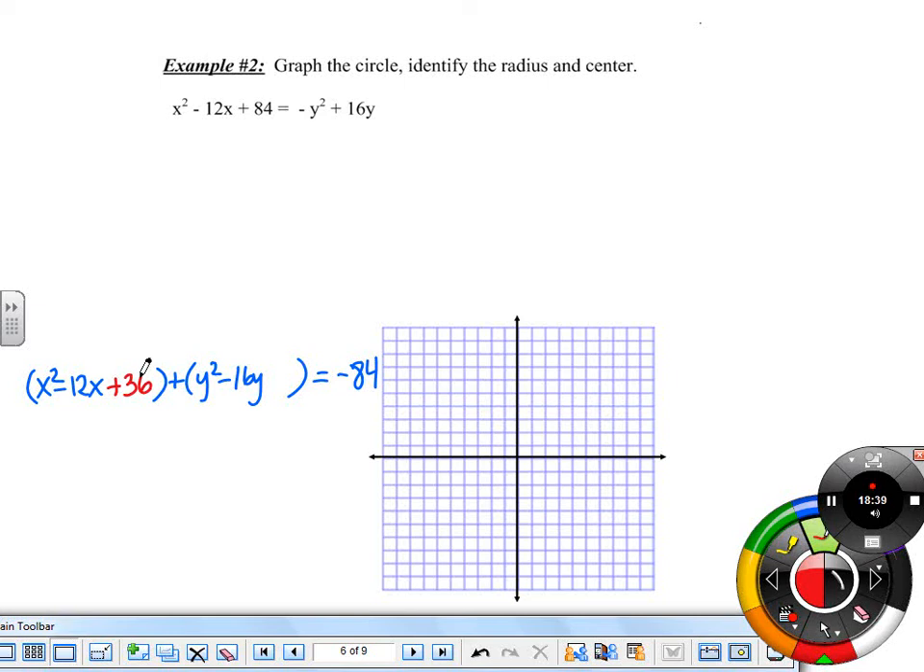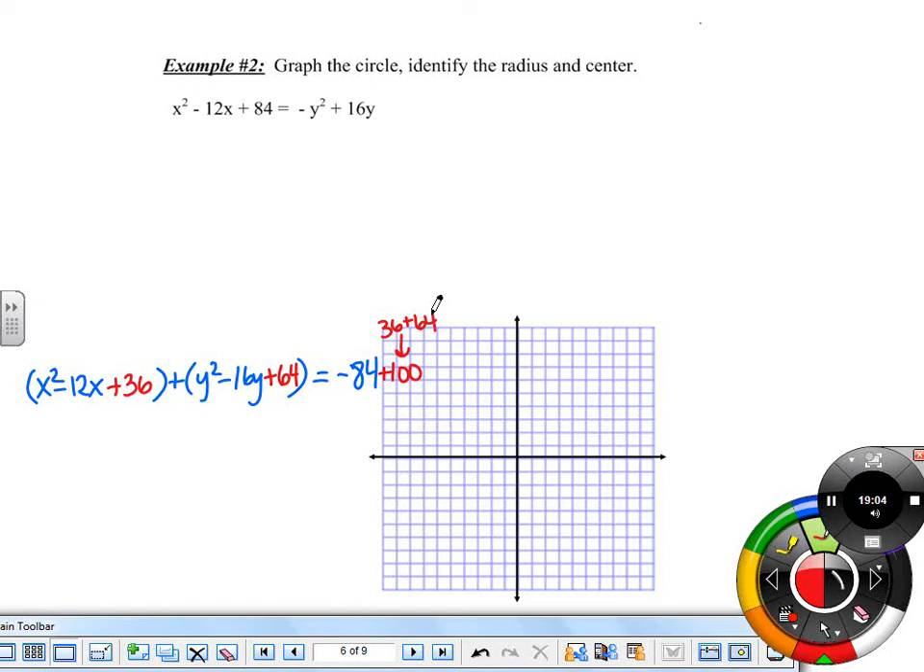What else, Claire? Then we did the same thing with y and that's 64. All right. Julia? And then because you added 36 and 64 to that side, you have to add 100 to the other side. Good. So she's saying add 100 here, and this is representative of both the 36 and the 64. All right, good. Okay, so we remember our completing the square.